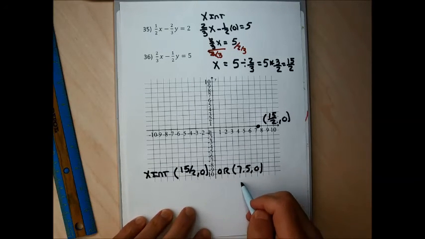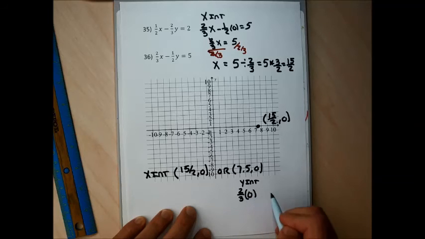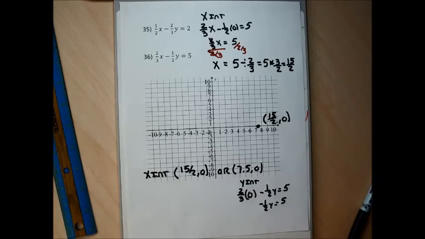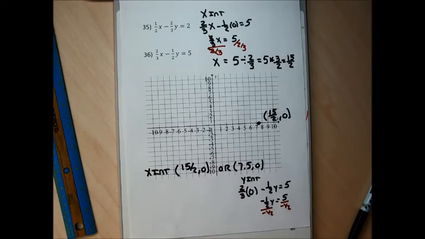I'll try to squeeze it down here. So for the y-intercept, I'm going to go 2/3 times 0 minus 1/2 y equal to 5. This is going to give me minus 1/2 y equals 5. And now I need to divide both sides by negative 1/2. There are other ways to do this, but this is what most students seem to tolerate best.